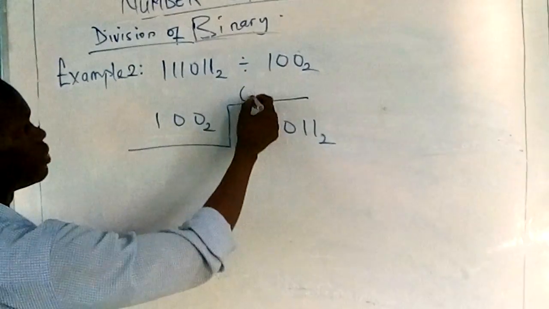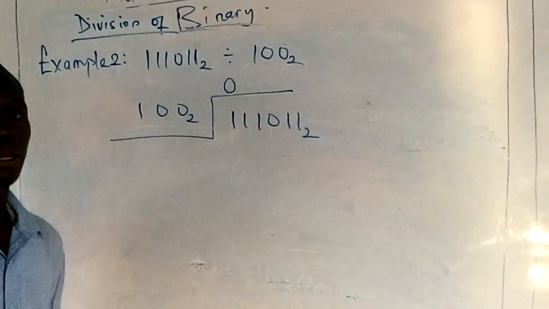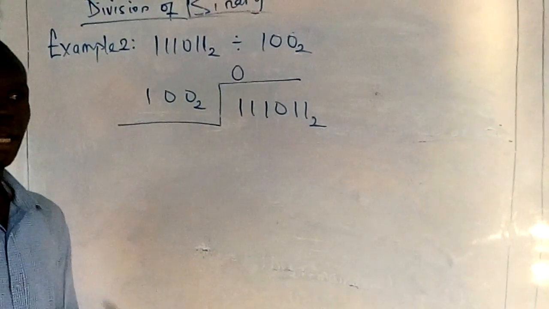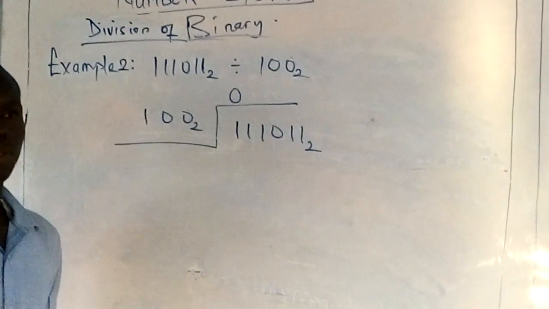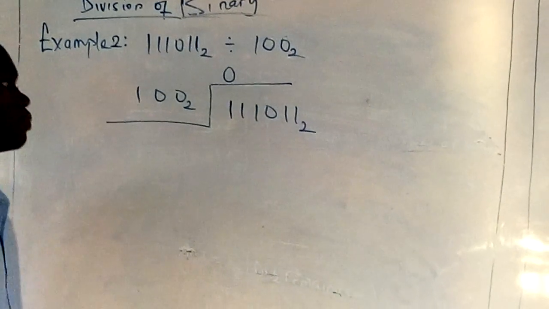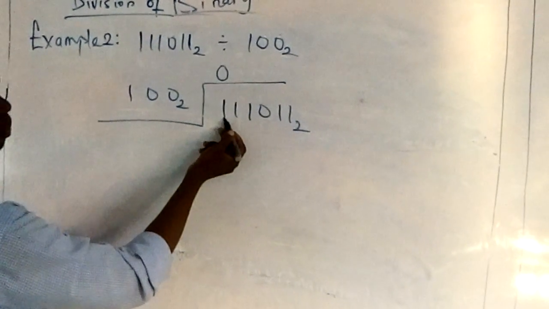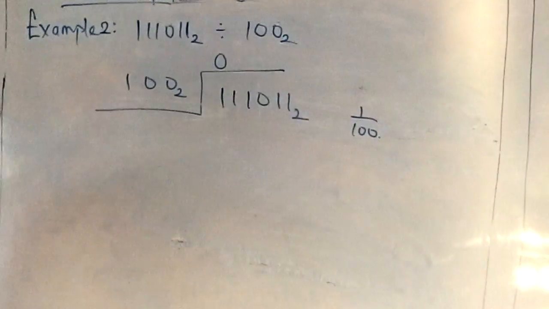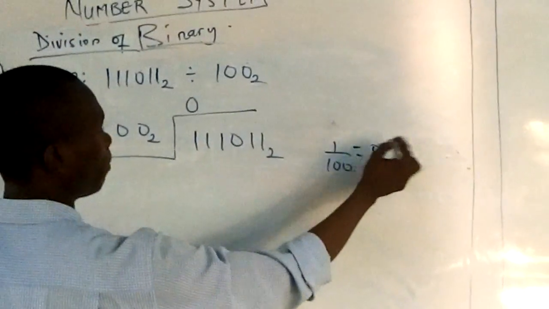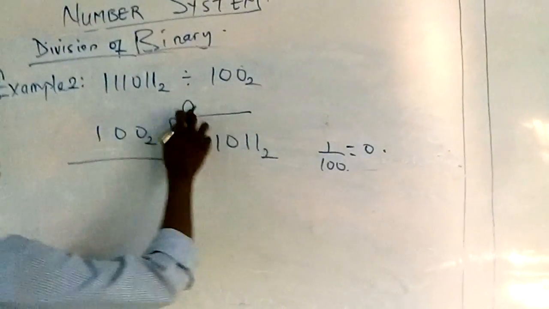So we need to write 0. Don't forget, our answers in binary are always 0 and 1. So if the division is possible, then you write 1. If it is not really possible, you write what? 0. Now this is 0 because this is not possible. I cannot divide, I cannot have this. It will give me 0 point something. That's why I'm having 0 here.